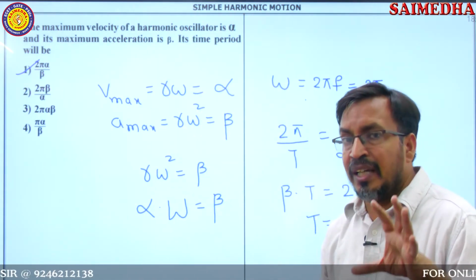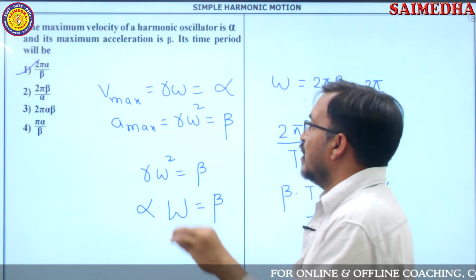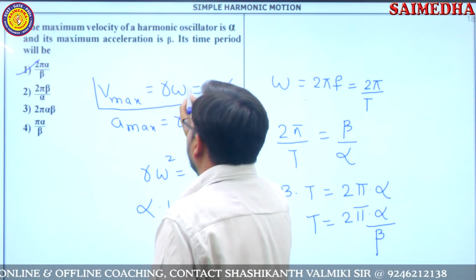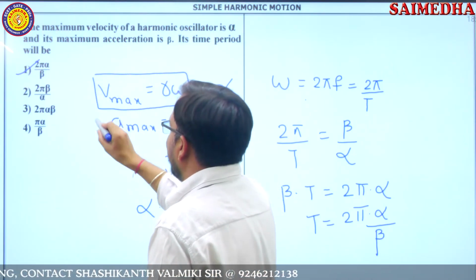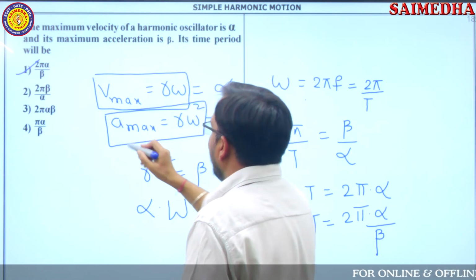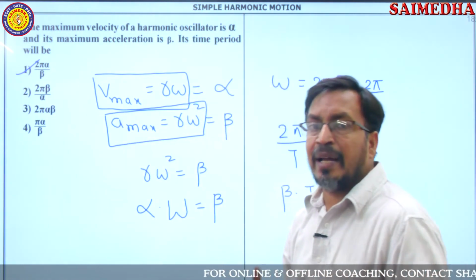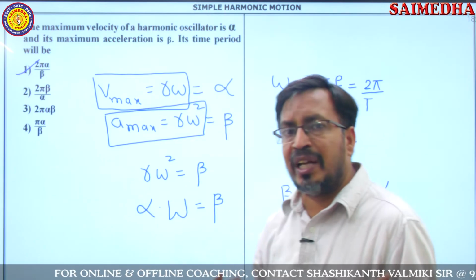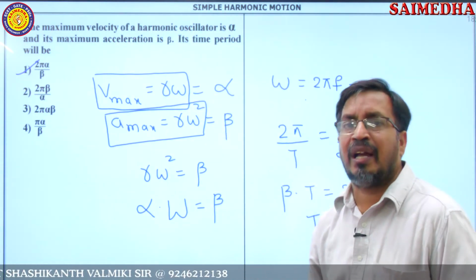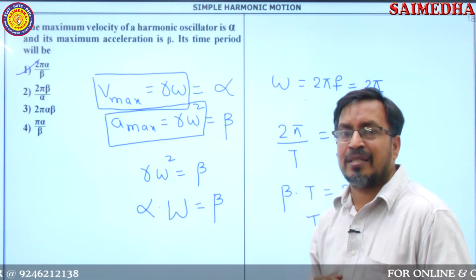So students, here you remember 2 formulas. What is maximum velocity? That is r omega. And what is maximum acceleration? That is r omega square. From that we find the time period. Sometimes they will ask frequency also, then you write omega equals 2 pi f. So this is the answer.